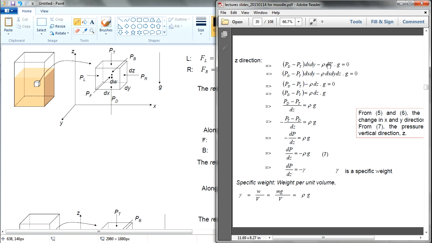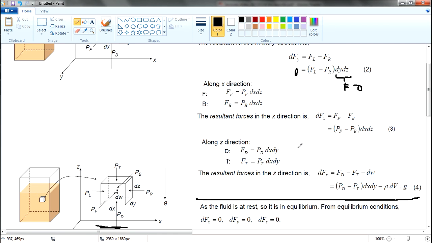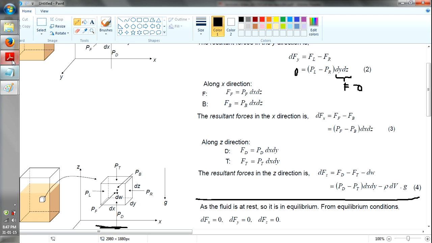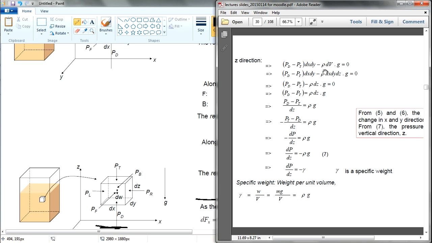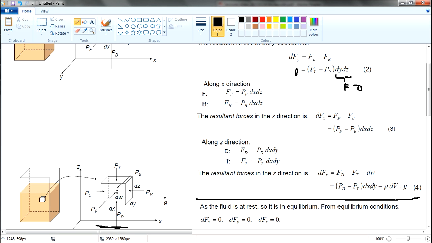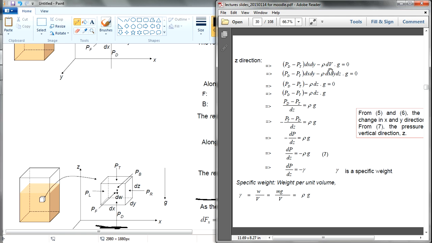The z direction is a little complicated. It deals with a lot of things. Similarly, PD minus PT. This is the formula that we have over here. Okay, for the z direction, as I said, it's a surface force minus the body force. So it's slightly complicated. And then eventually we have this equation, and the dV can be expanded.